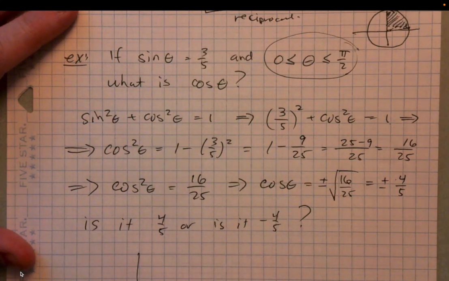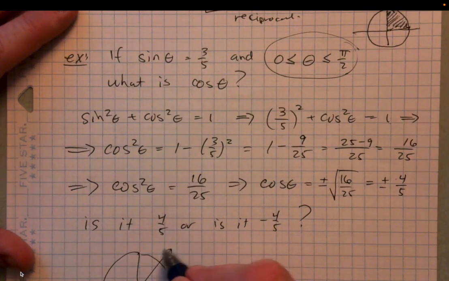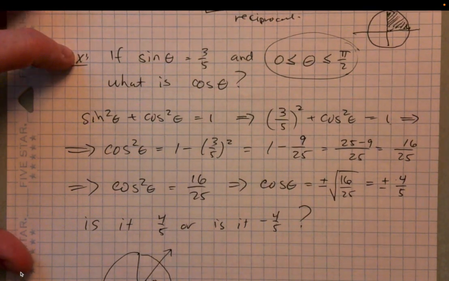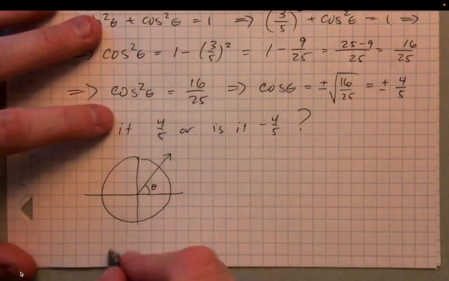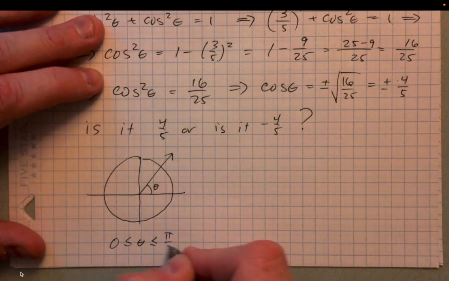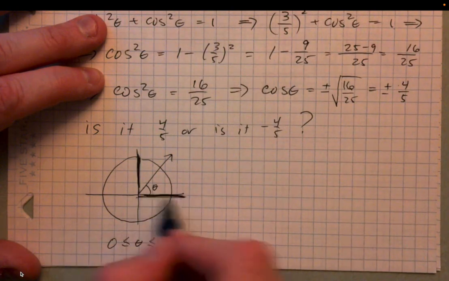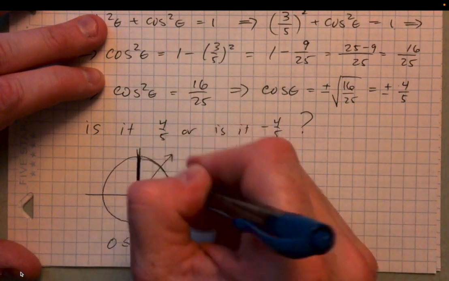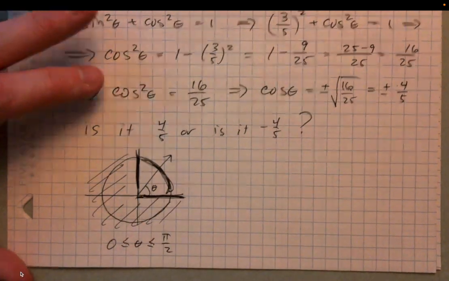So what that's saying is that the angle is over here somewhere. Sorry, let me bring that up a little bit more, right? So if 0 is less than or equal to theta is less than or equal to pi over 2, that means it's got to be in this quadrant, right? So it's somewhere in here. So basically this is all off limits.